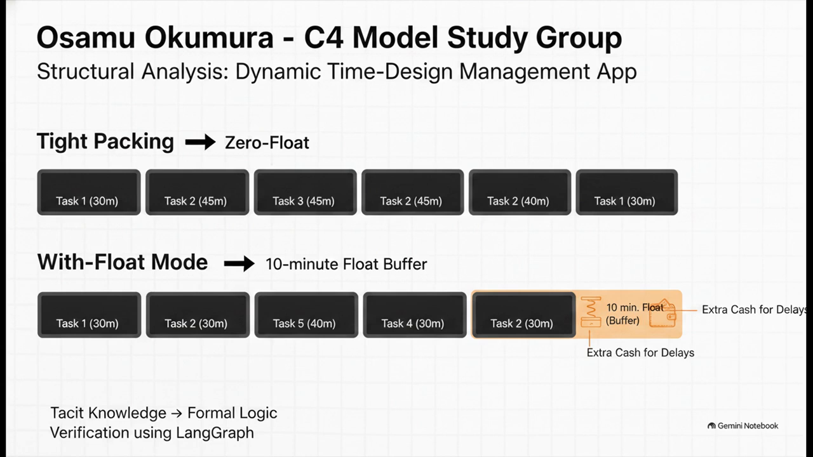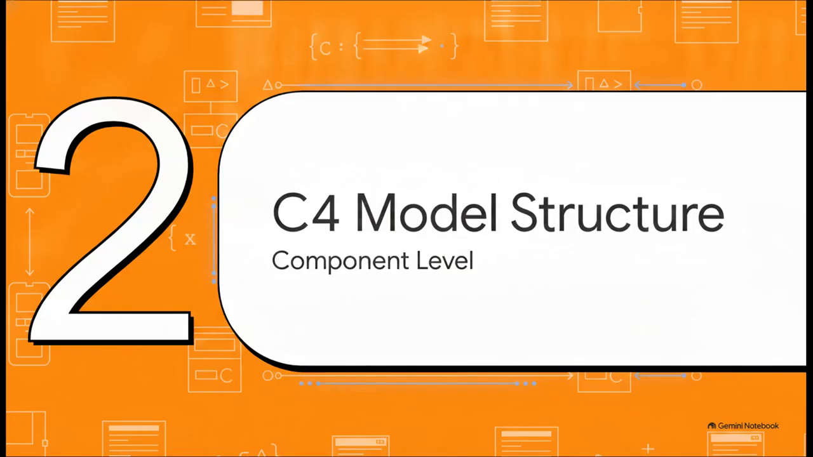First, you've got a tight packing mode with absolutely zero slack. Every single minute is strictly accounted for. But the second mode is a with float mode. This one intentionally keeps 10 minutes of buffer right there in your wallet to effortlessly absorb any unexpected delays. So if a session runs 5 minutes over, the float just absorbs it, and the rest of your schedule stays perfectly intact.